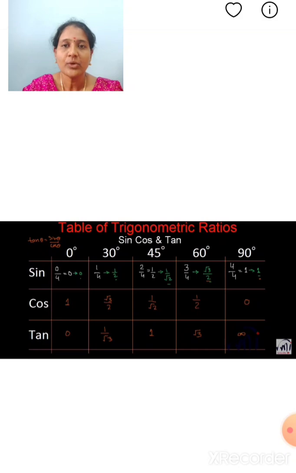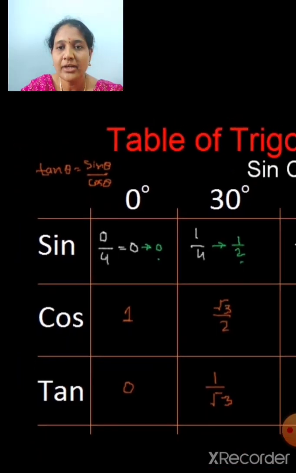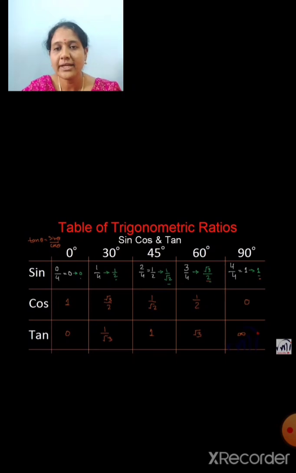Then tan theta. You already know the formula, children. Tan theta is nothing but 1 by cot theta or sin theta by cos theta. In this slide at the top corner, the formula tan theta is equal to sin theta by cos theta is there, children. Observe that. You have to divide sin theta by cos theta, you will get the tan theta value. So what is the sin 0 value? 0 by 1, that is 0. Remember it, children: 0 by anything is 0. Likewise, anything by 0 is not defined.